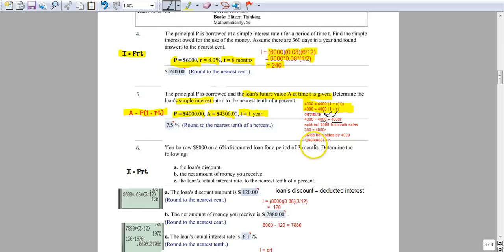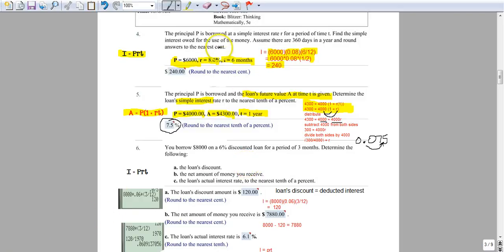And 300 divided by 4,000 is, you just do this on your calculator, 0.075. So 0.075, when you convert it to a percent, is, of course, you move the decimal 2 places to the right, and 7.5% is your answer. Okay, you borrow $8,000 on a 6% discounted loan for a period of 3 months.